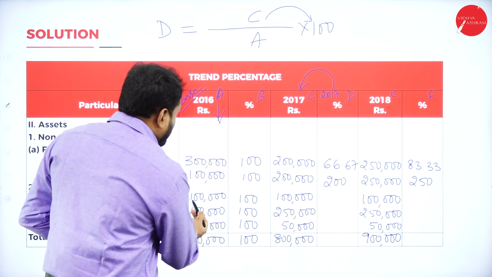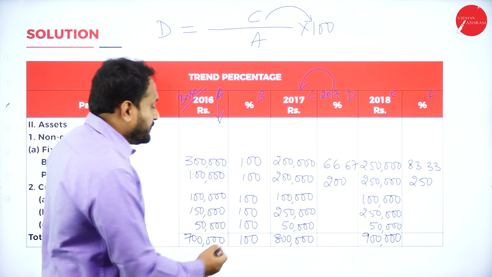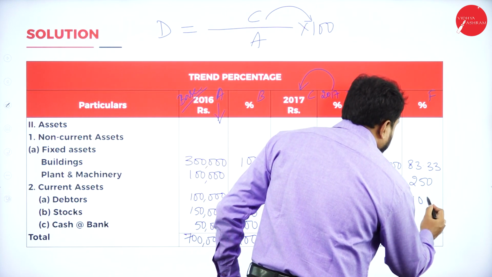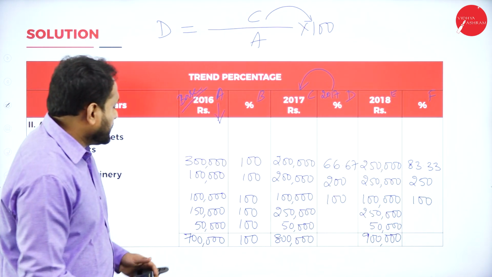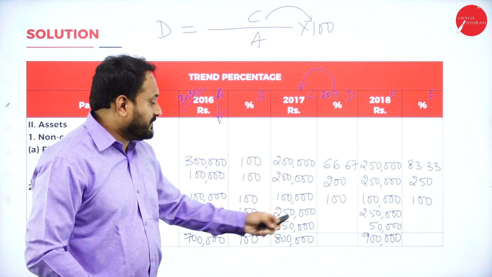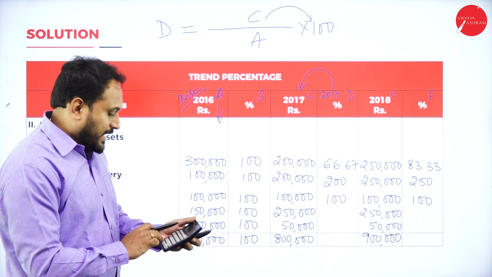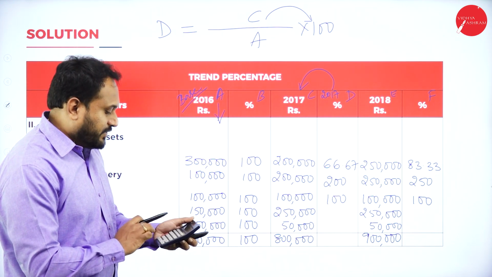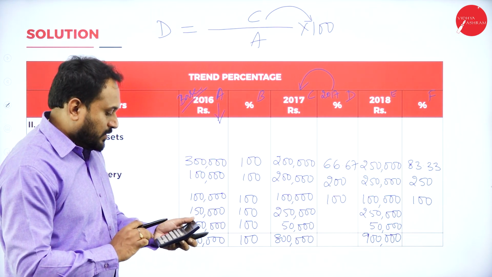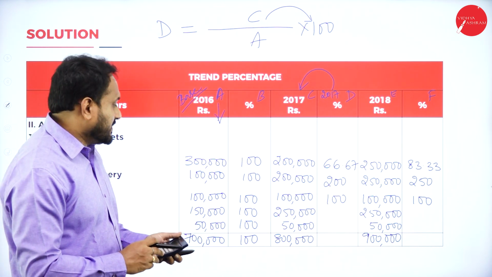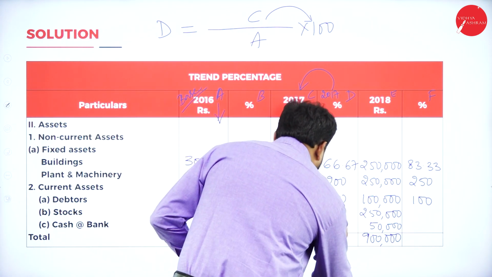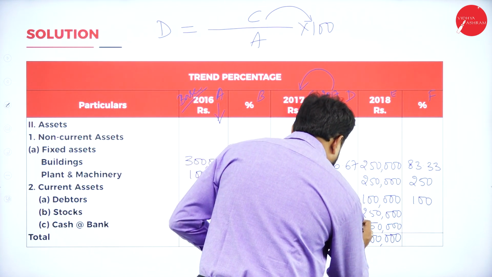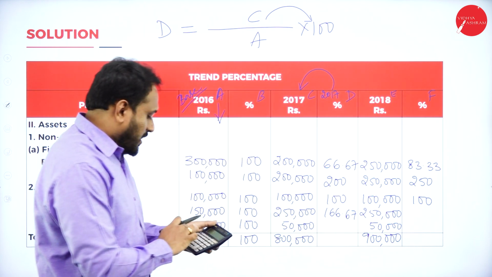Next, see, understand. For 1 lakh it is 100%. So for 1 lakh how much it will be? 100% again. Done. Next we have 1 lakh 50, it is 100%. So 2 lakh 50 how much? So go with 2 lakh 50 into 100 divided by 1,50,000. 166.66. How much we got? 166.66. So go with 67. Done.